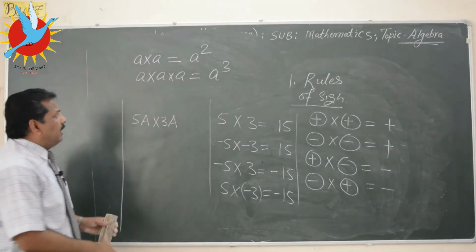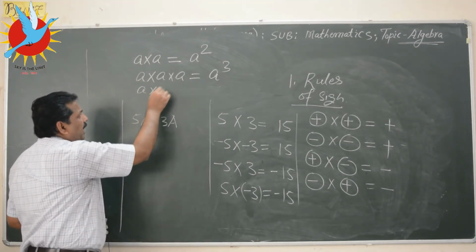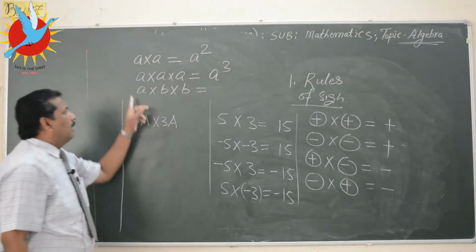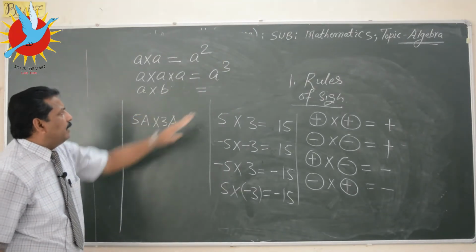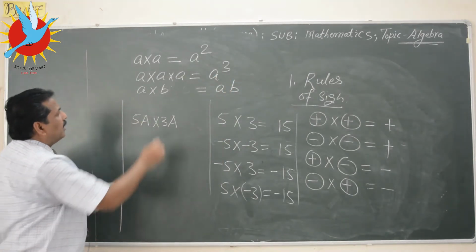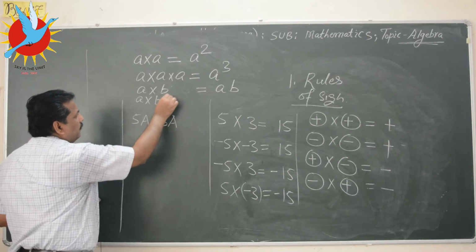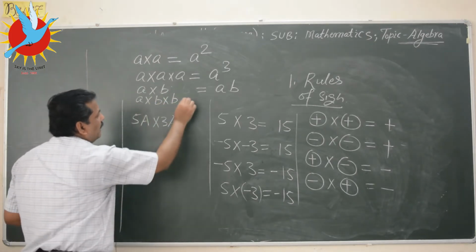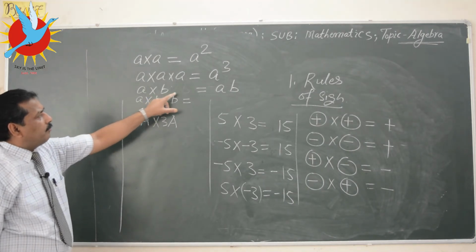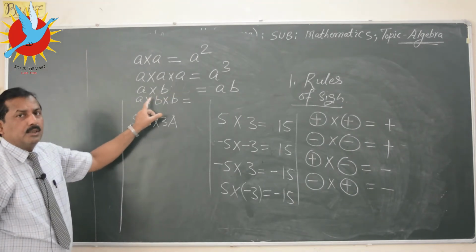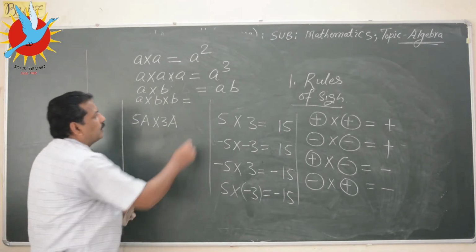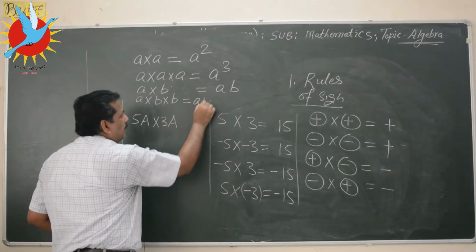So similarly, a multiplied by b multiplied by b, how should we write? A multiplied by simply b, that is ab, and a multiplied by b multiplied by b, how to write the product? A, and then b's power is 1 and 1, that is 2, b into b, that is b square, multiplied by a, so that is a and b square.